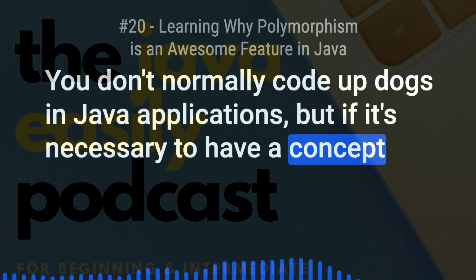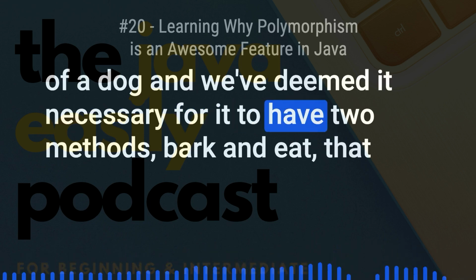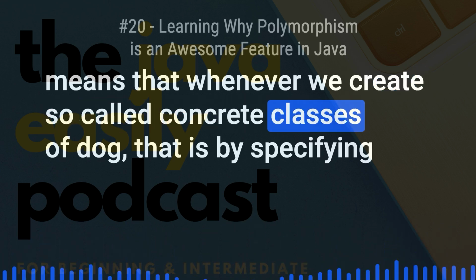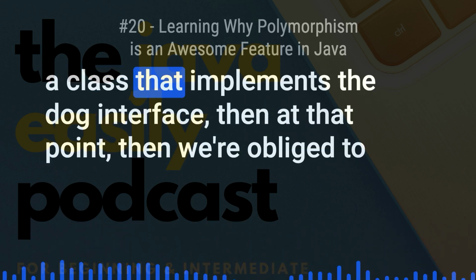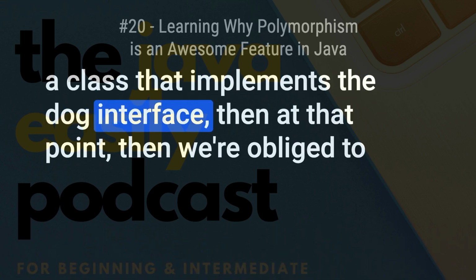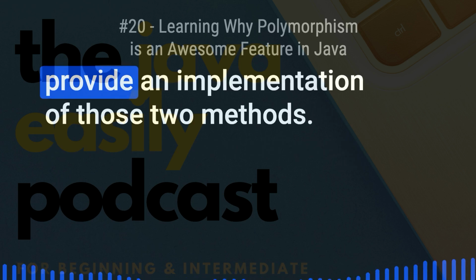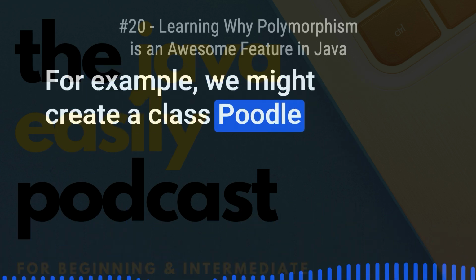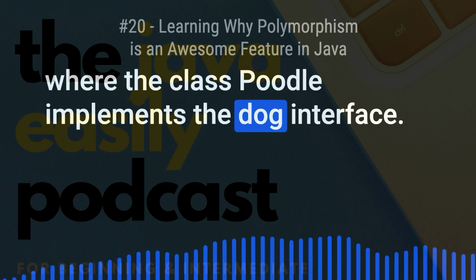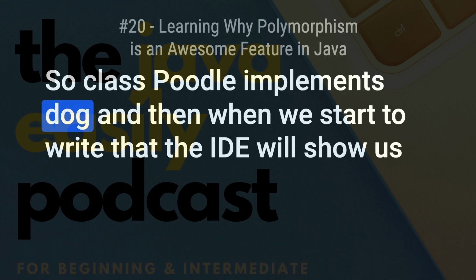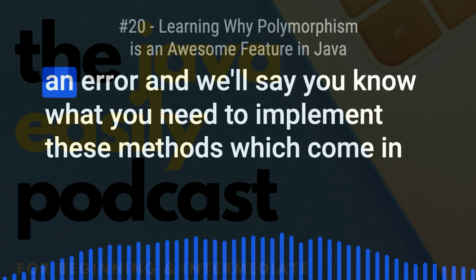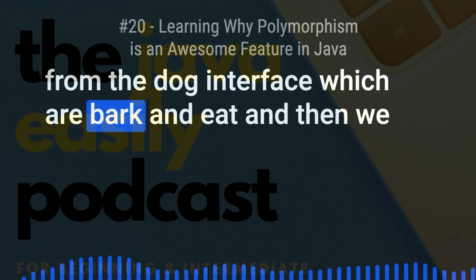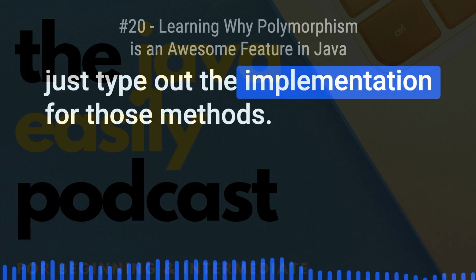But if it's necessary to have a concept of a dog, and we've deemed it necessary for it to have two methods, bark and eat, that means that whenever we create so-called concrete classes of dog, that is by specifying a class that implements the dog interface, then at that point, we're obliged to provide an implementation of those two methods. For example, we might create a class poodle, where the class poodle implements the dog interface, so class poodle implements dog. And then when we start to write that, the IDE will show us an error and say, you know what, you need to implement these methods, which come in from the dog interface, which are bark and eat. And then we just type out the implementation for those methods.